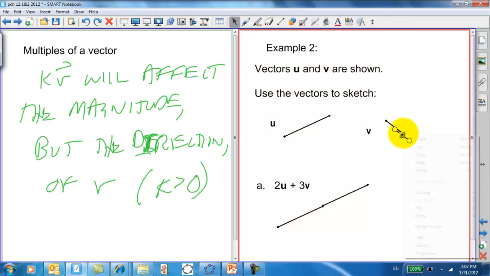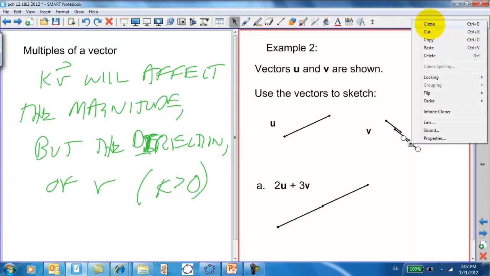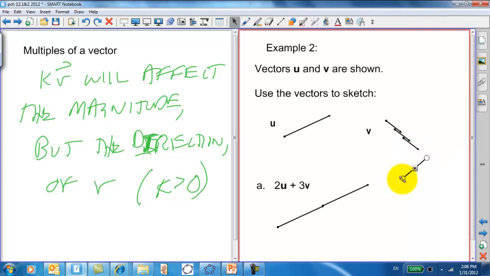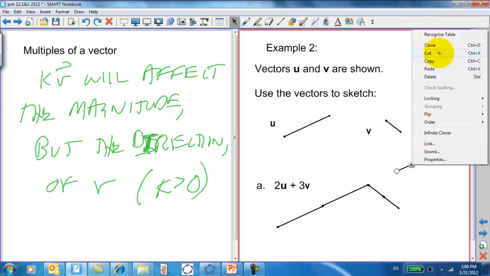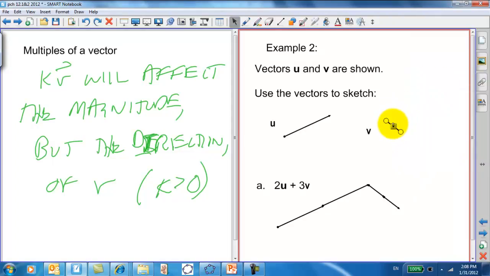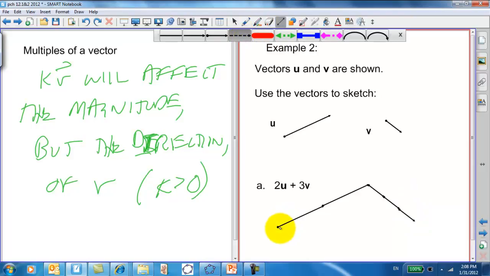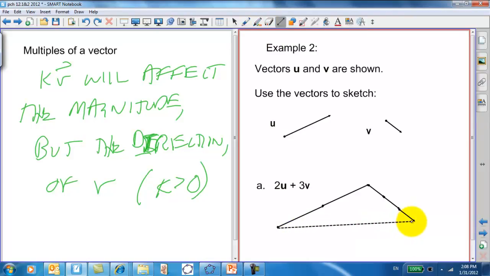Clone. Here we go. Oh dear, that was not what I intended. Boom. Boom. There's three of these V's. And then I'm going to have to get rid of that one. Sorry, because that one got messed up. Let's just clone this one. Drag it over here. There you go. And so the resultant is going to go from where we started to where we finished like that. There's 2U plus V.